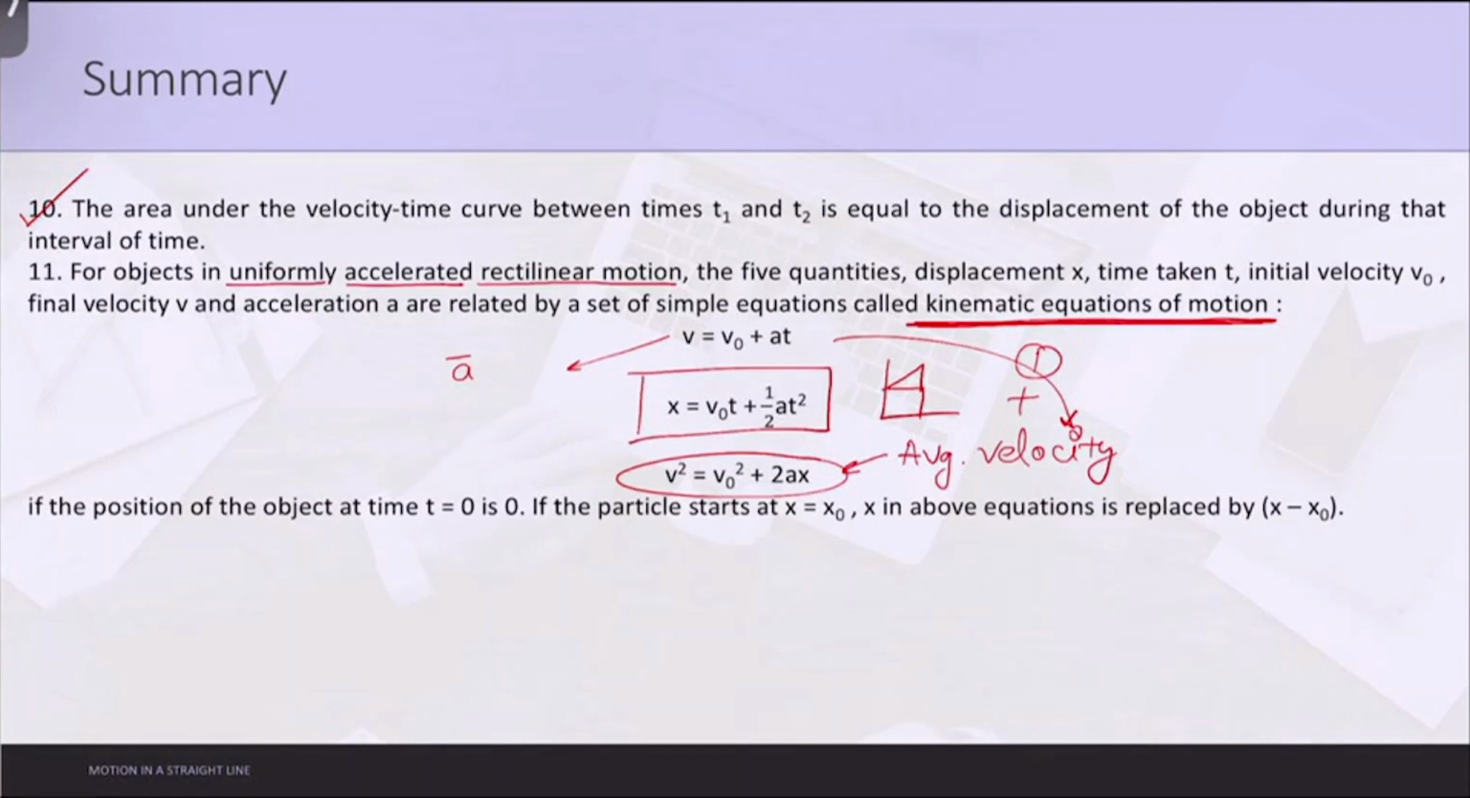For finding all these using simple differentiation, we can basically use velocity is nothing but equal to dx by dt, and similarly we can also use a is nothing but equal to dv by dt, and obtain all these results.